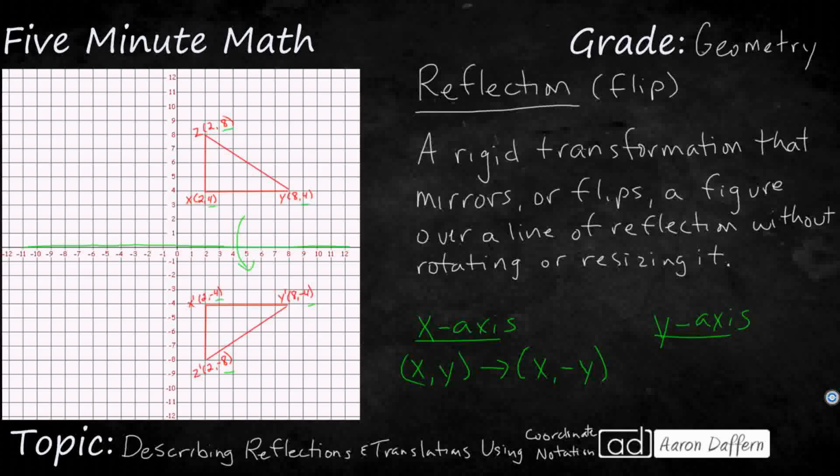Now, what happens if we reflect over the y-axis? Well, in that case, it's going to be the x value that's going to change. Our y value is going to stay the same, but we're going to have a negative x, and the y value is going to stay the same. So this is what that looks like.